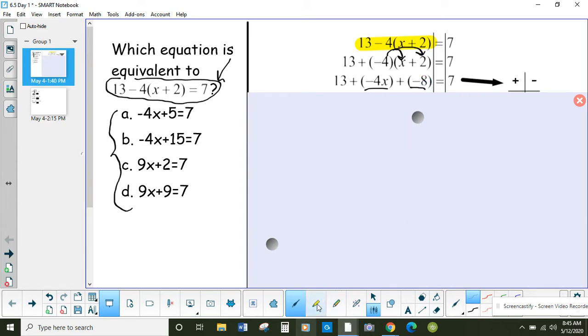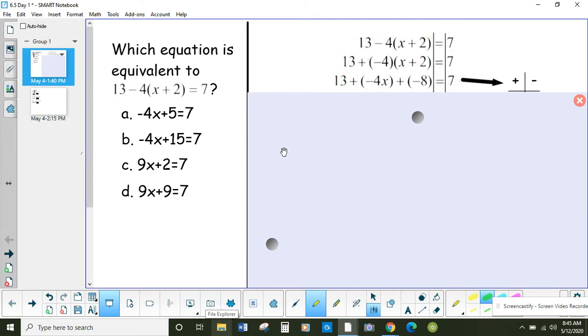And notice that the other information that we're not using, we copied down, right? We copied this stuff down, we copied this stuff down. We only did that one step of distributing. So now that we've distributed, we combine like terms. So we memorize those steps. How do we simplify? Distribute and combine like terms. That's how we simplify.